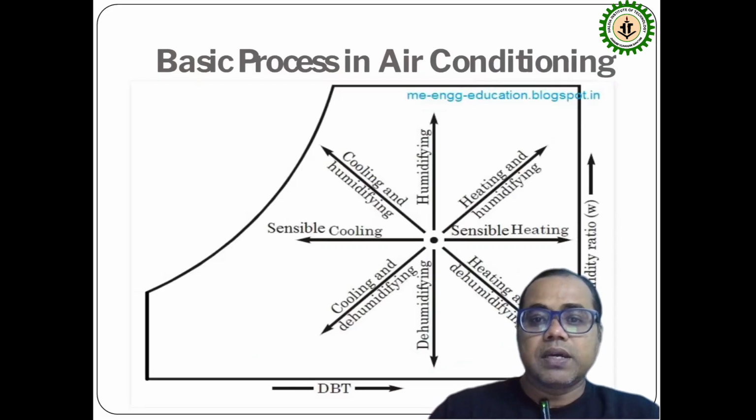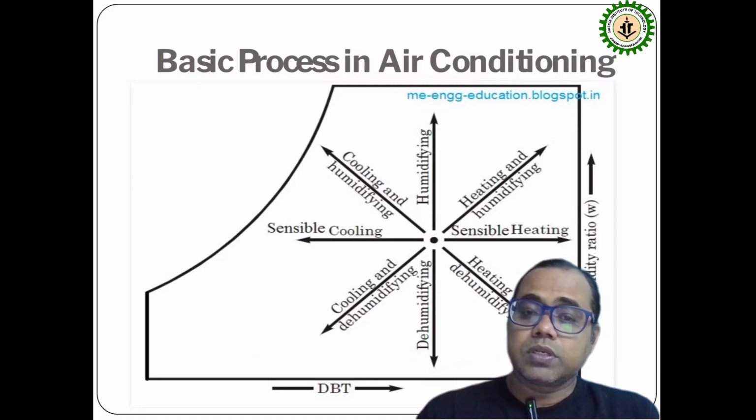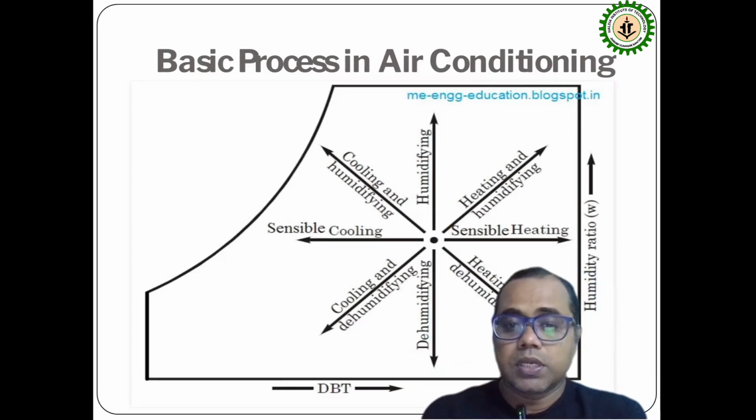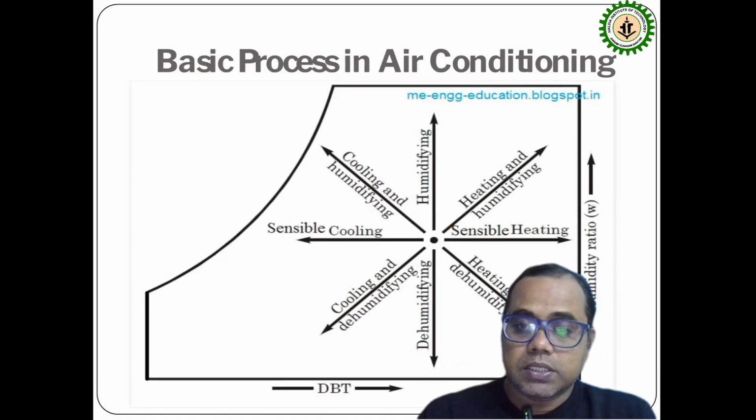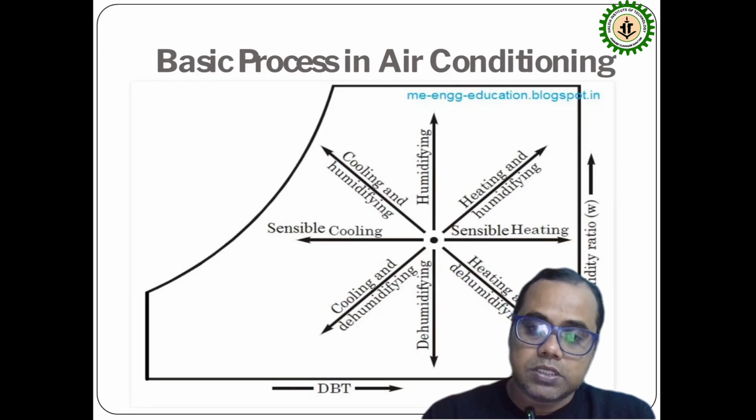And this is the basic process in air conditioning. In refrigeration and air conditioning, it is very much applicable, which is important for calculation of the capacity of the cold storage in the food processing industry. Sensible heating, sensible cooling, humidifying, dehumidifying, heating and humidifying. Heating and humidifying means the amount of moisture is also added and heat is also added. So the process will follow this direction. Cooling and humidifying, if this process occurs, it will follow this path. Cooling and dehumidifying, this path, and heating and dehumidifying, this path.